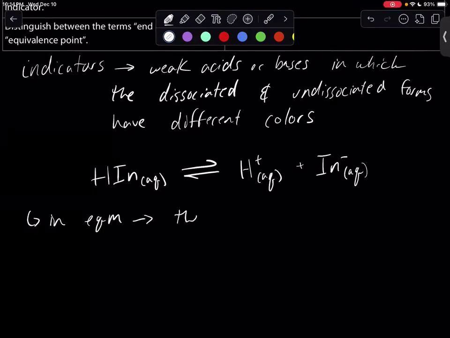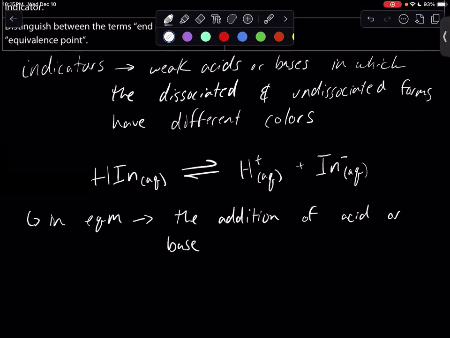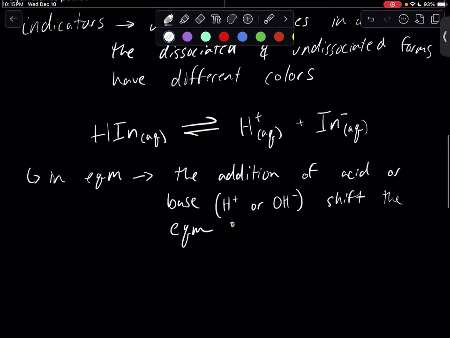Therefore, the addition of acid or base, and when we're discussing Bronsted Lowry acid bases, we're talking about donating or accepting hydrogens, but we can also think about it in terms of H plus or OH minus respectively. So by adding this, we'll shift the equilibrium. Therefore, it changes color.